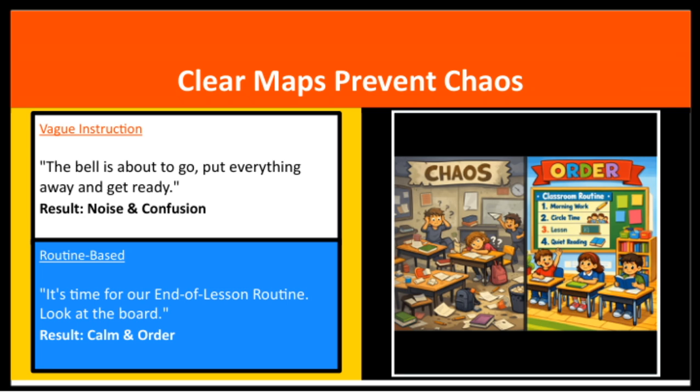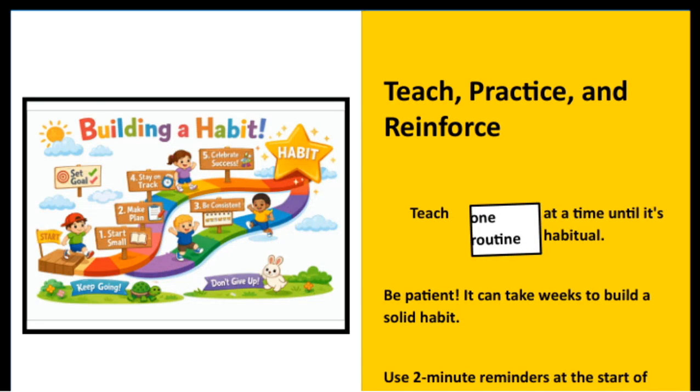That's why clear, specific instructions are so important. Vague instructions can cause chaos, so instead, we use clear maps or cues to guide students. When everyone understands what's expected, the end of the lesson goes more predictably and peacefully. So remember, clear instructions and consistent routines are key to creating a calm, organized learning environment, even during those busy transition times. All right, let's talk about some practical tips to help us stay consistent.